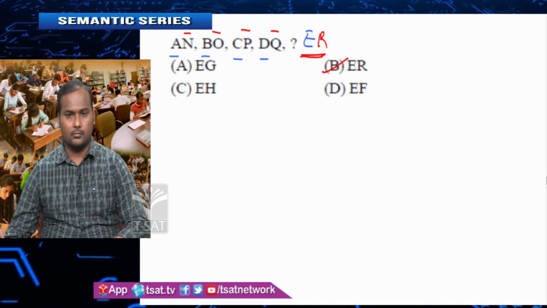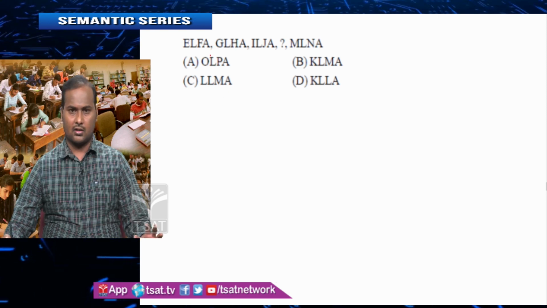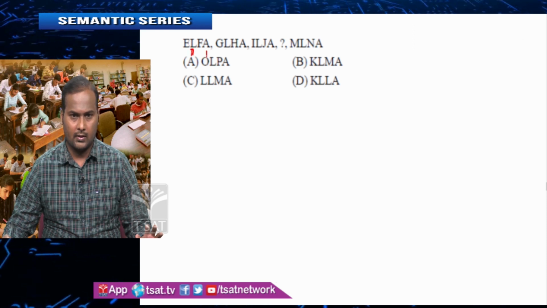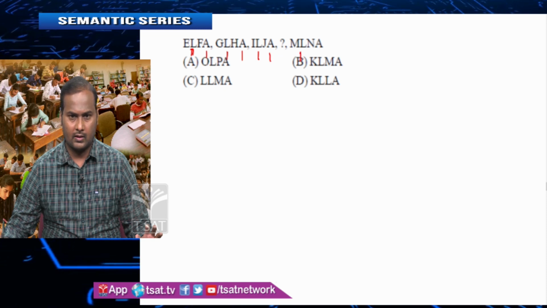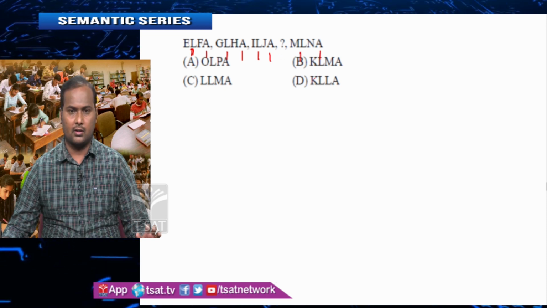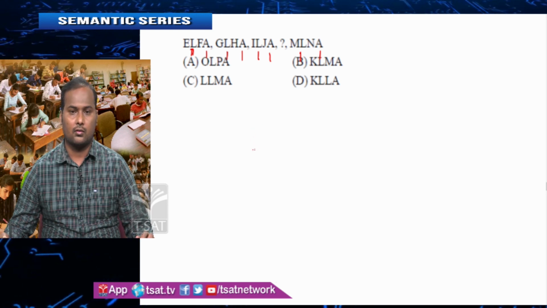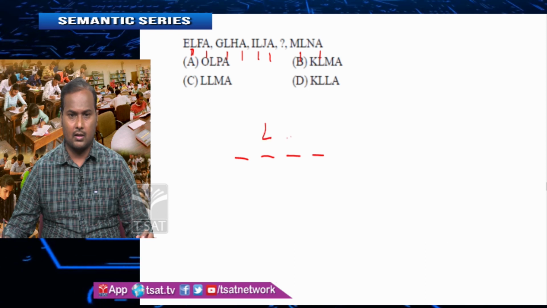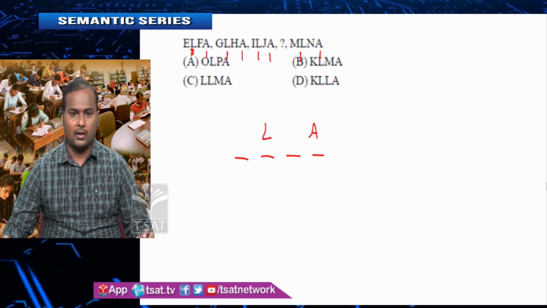That is the pattern. See, in this question there are two letters that are constant, that is L, A, L, A, L, A. Obviously I know that these positions are constant in all the series. So out of these 4, that is 1, 2, 3, 4, L and A are constant. Now I need to check the remaining ones.